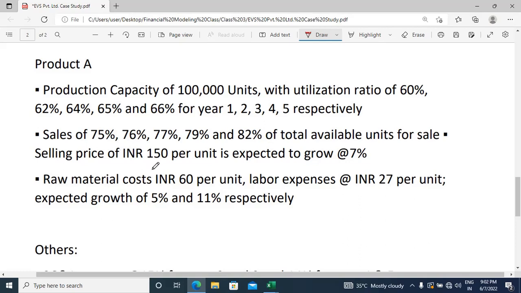Raw material cost is rupees 60 per unit. Labor expenses are rupees 27 per unit. Raw material price will go up by 5% every year, and labor expenses will go up by 11% every year.